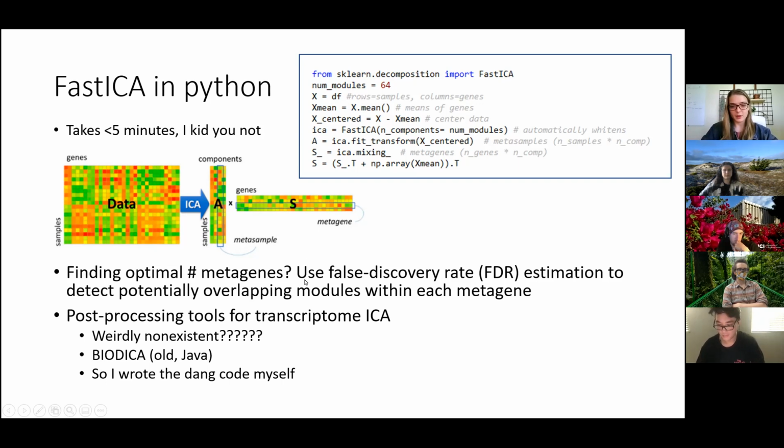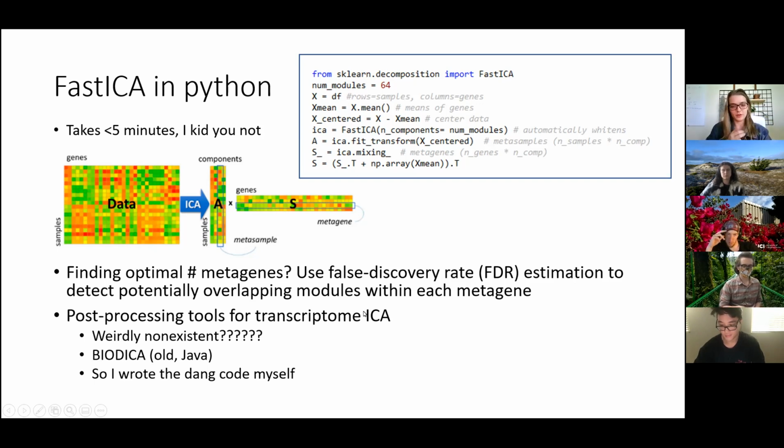And so for finding the optimal number of metagenes, this is something that I haven't quite gotten to yet, but I've seen recommendations of using false discovery rate estimation in R to detect potentially overlapping modules within each metagene. So when you run ICA, you have to give it how many components you want it to estimate.